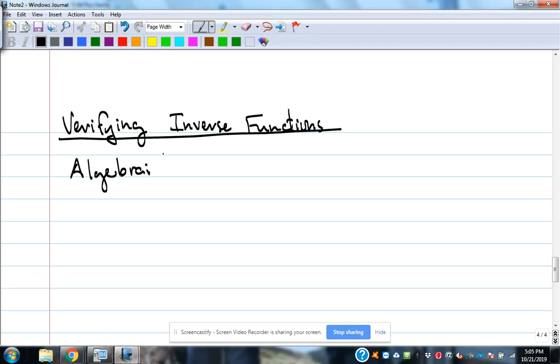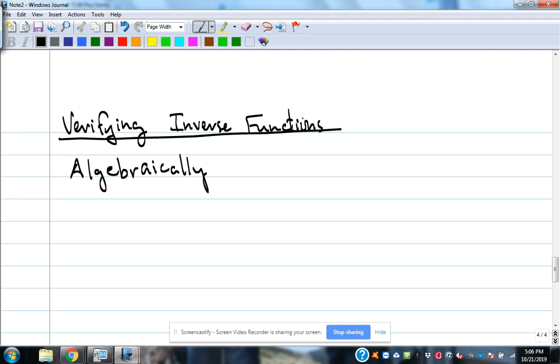Algebraically. I always thought that was a fancy word. I can't even spell it. Algebraically. All right, there, algebraic. Glad that's not a vocabulary word this week for second grade. All right, so algebraically.